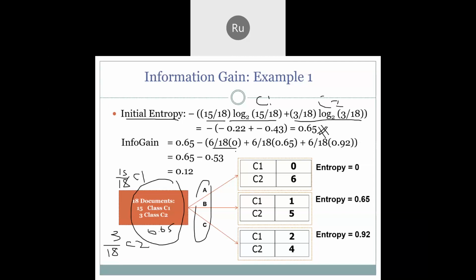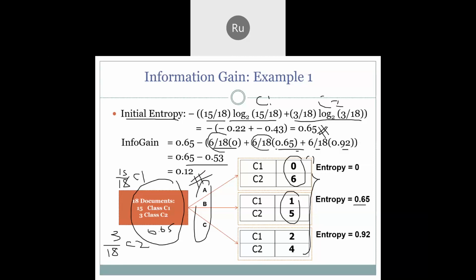this one is the entropy for subset number 1. This is the weightage because we have 6 out of 18. And then this is for the second one. We also have 6 over 18 because we have 6. The total is 18, right? Okay, so this is the last one. When we compute, we get this. So when we subtract the entropy before and also after, we get this. This is what we call the information gain.